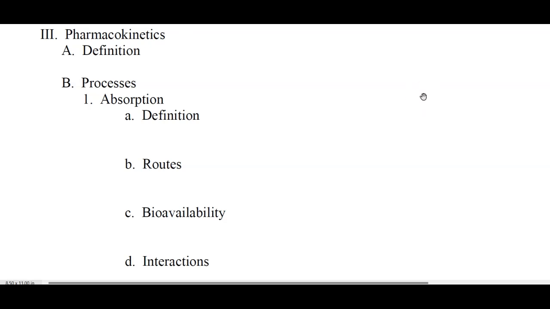Let's talk about absorption. Absorption is the movement of a drug from the site of administration into the bloodstream for distribution to tissues. When it comes to absorption, we need to take into consideration the route of administration. So we have enteral routes, parenteral routes, and topical routes. Enteral routes are through the GI tract.